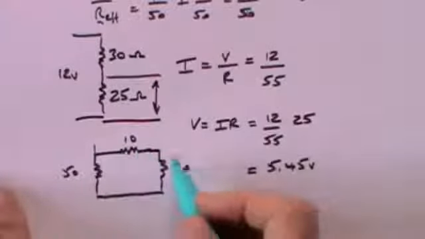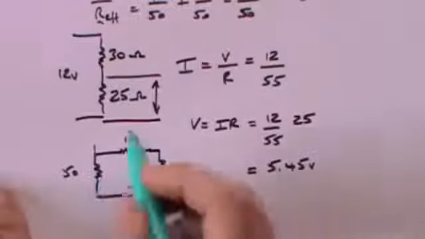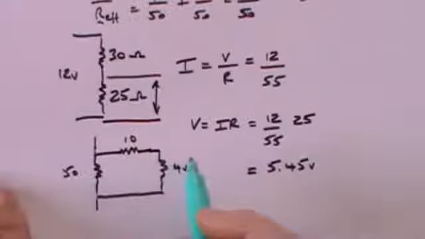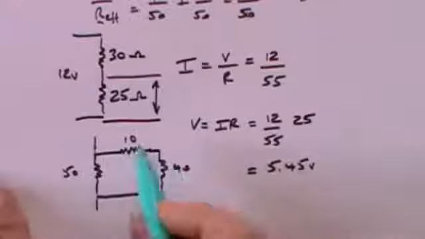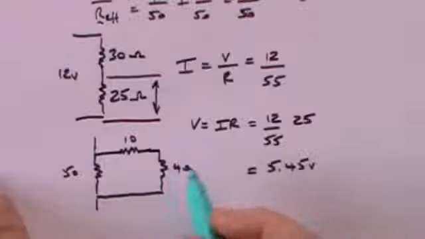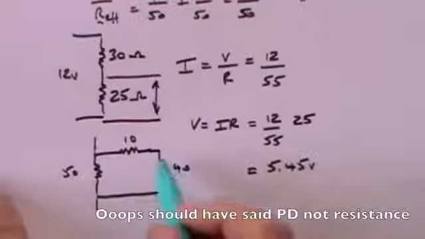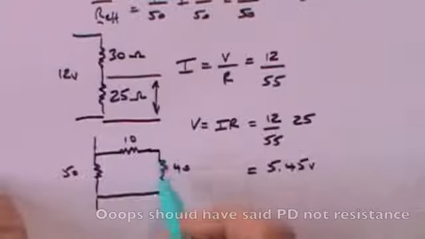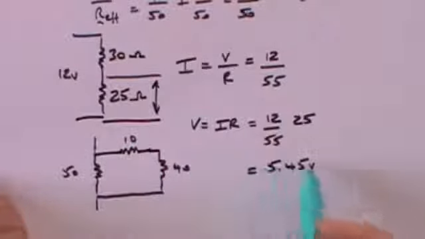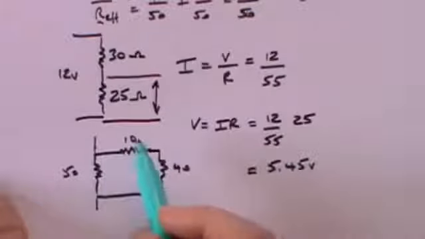The 10 and the 40 are in parallel to the 50. Remember, the circuit goes like this. So 10 and 40 are in parallel to 50. So there's 5.45 volts across this 50, and there's 5.45 volts across these two resistors, 10 and 40. So what is the voltage across just the 40 ohms? Well, it's going to be 40/50ths of this voltage here, because 5.45 volts goes across the lot.